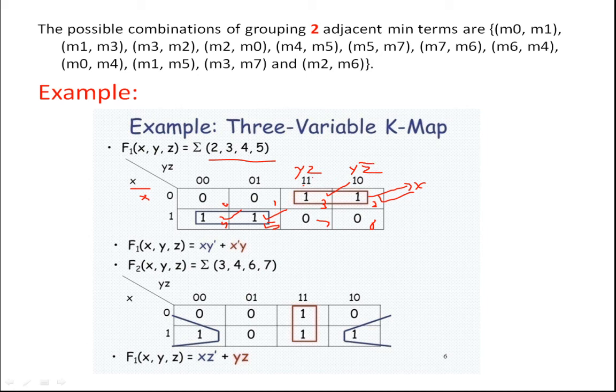So what is changing here? Z is changing because the value of z here is 1 and the value of z here is 0. So what is constant? Y. So we are going to add y. So here it is x bar y. So here you can see x bar y.